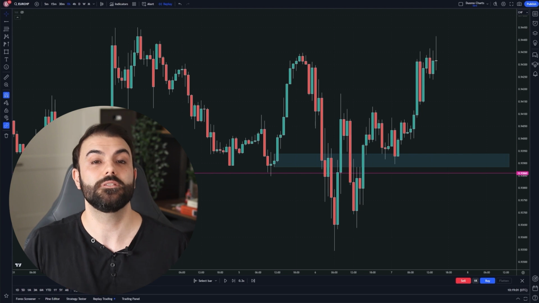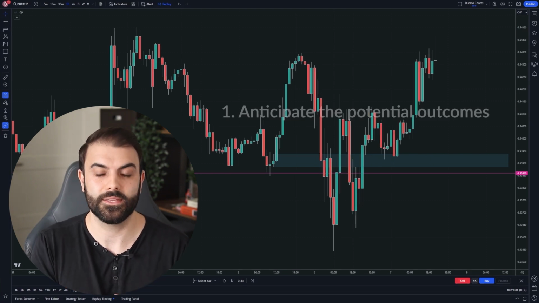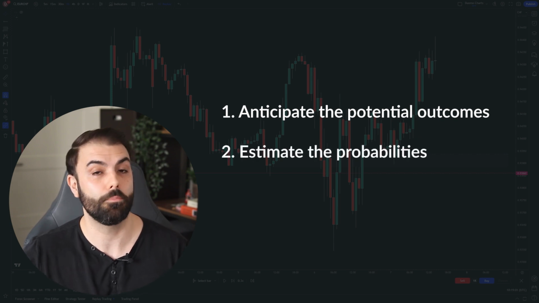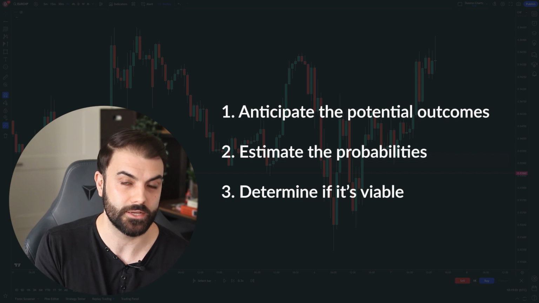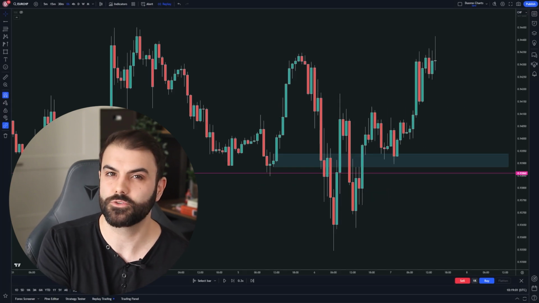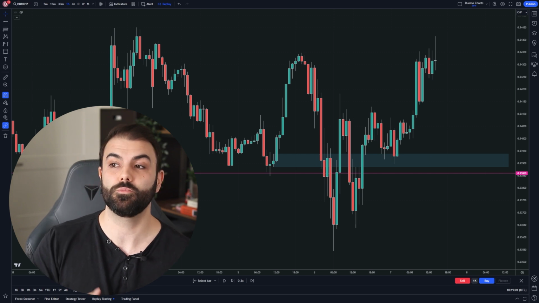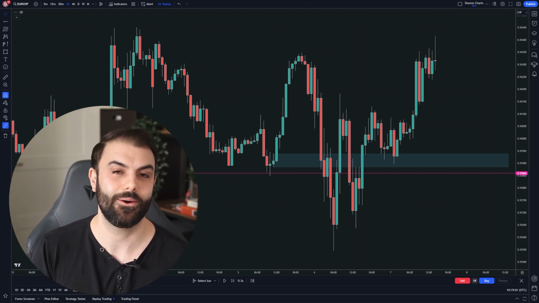So now we have a good understanding of the context of this market and the different forces at play. This allows us to anticipate the potential outcomes, estimate the probabilities of those outcomes, and therefore determine whether or not there's a viable trade opportunity. But to enter a trade, we also need to get the timing exactly right. And with the Duomo method, we're focused on precision. So let's move on to the entry so you can see how I do that.